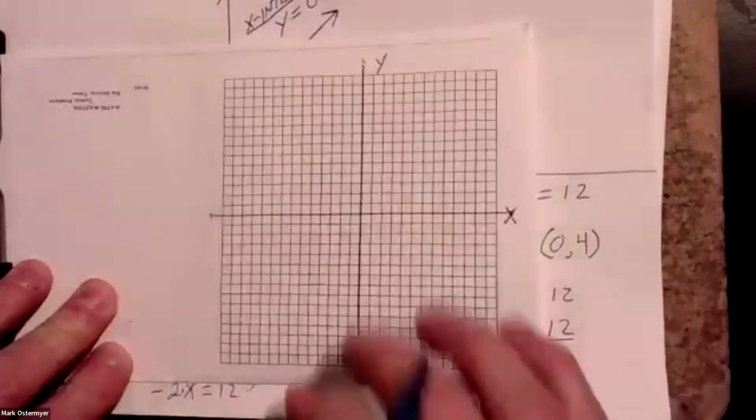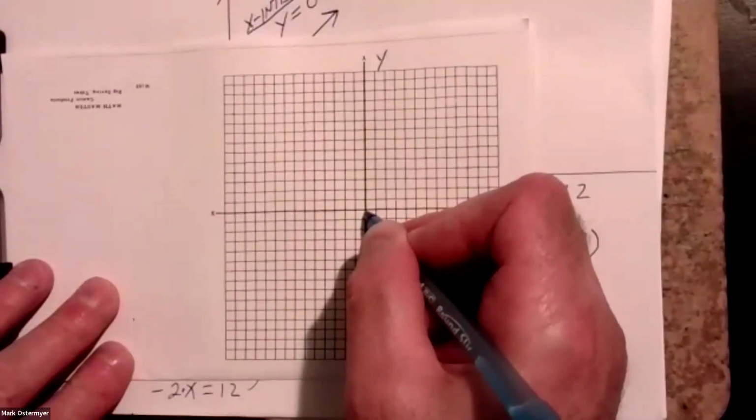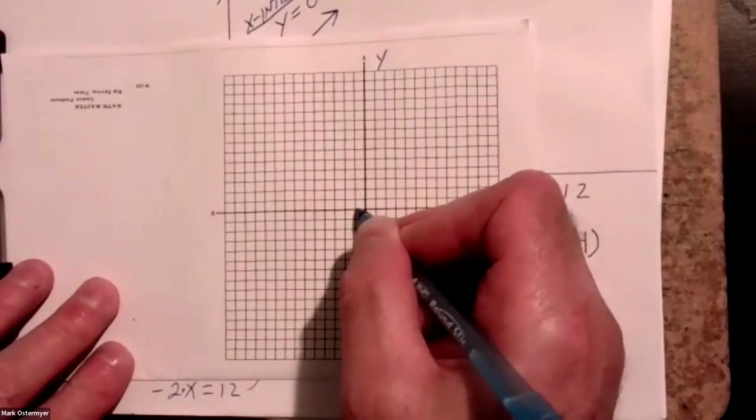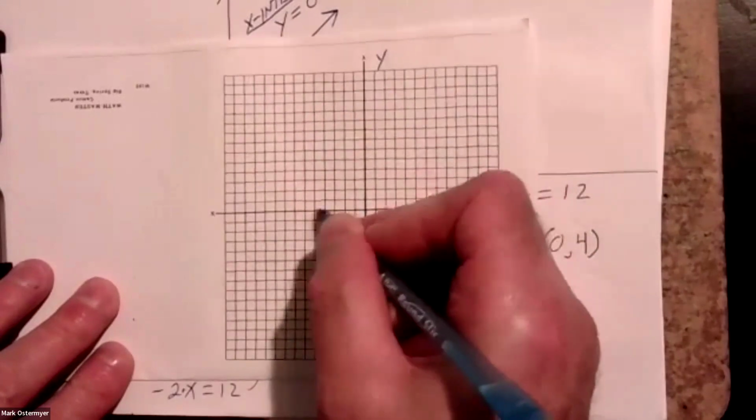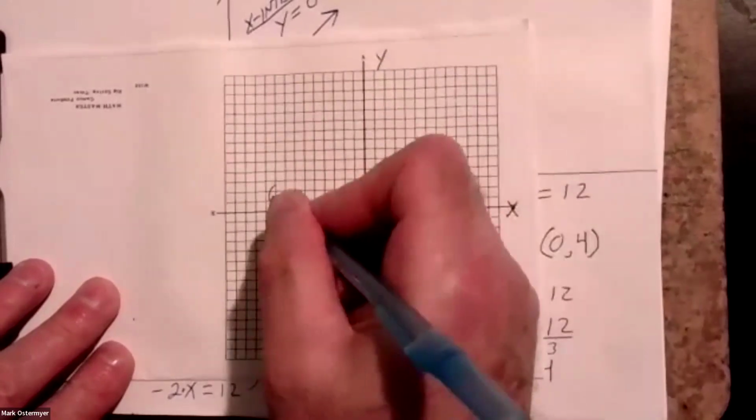All right, now let's plot the x-intercept, which is negative 6, 0. Starting at the origin, I move 6 to the left on the x-axis and stay on the x-axis. Negative 1, negative 2, negative 3, negative 4, negative 5, negative 6. There's negative 6, 0, my x-intercept.